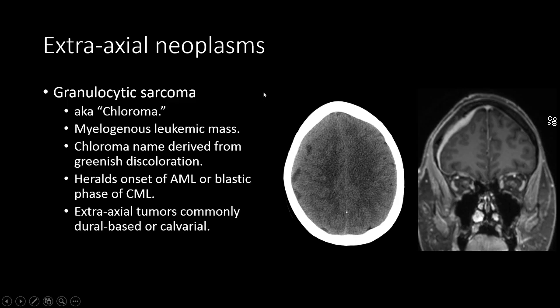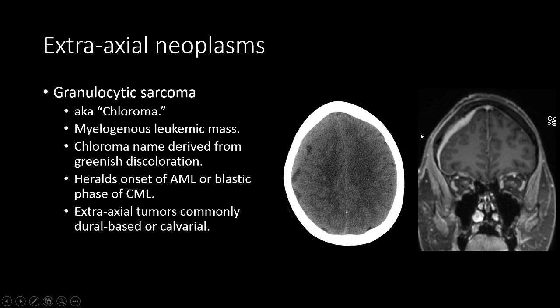Granulocytic sarcoma or chloroma represents a myelogenous leukemic mass. They can occur anywhere in the body, including intracranially. Intracranially, they are commonly dural-based masses, but can also involve the bone or the intraaxial compartment as well. Chloromas or granulocytic sarcomas herald the onset of AML or the blastic phase of CML.